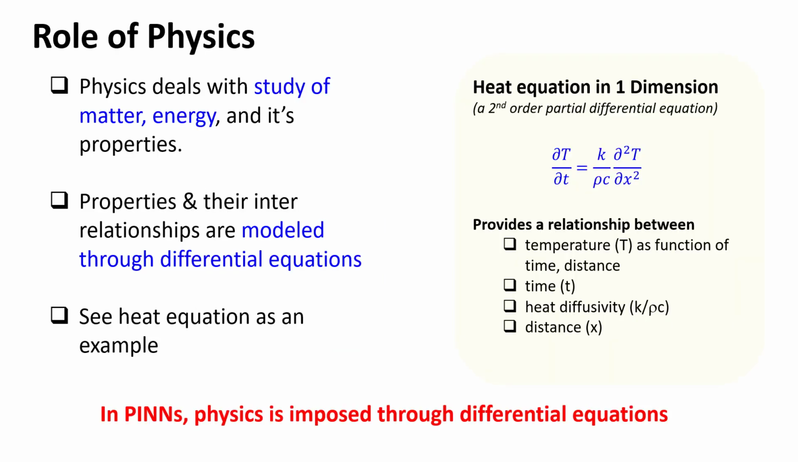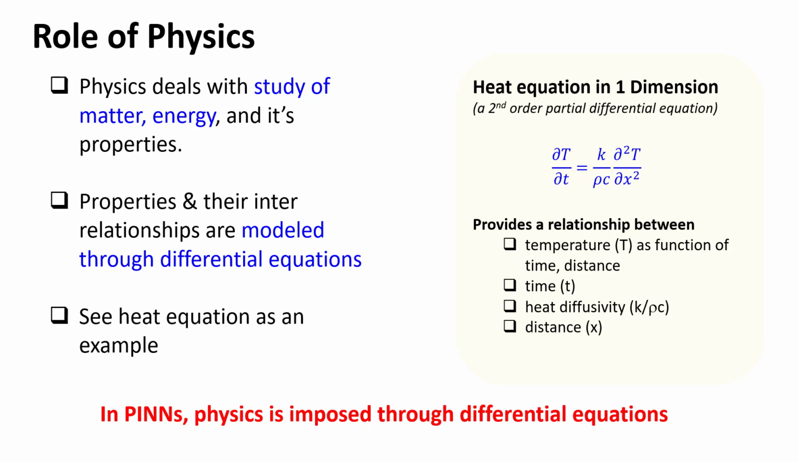So, using physics in neural networks. Let's try to understand what we mean by physics here and how we can use it. Physics, simply put, is the study of matter, energy, and its properties, as we probably all relate to. The mathematical framework on which physics rests is essentially differential equations, which describe the interrelationships of different material properties.